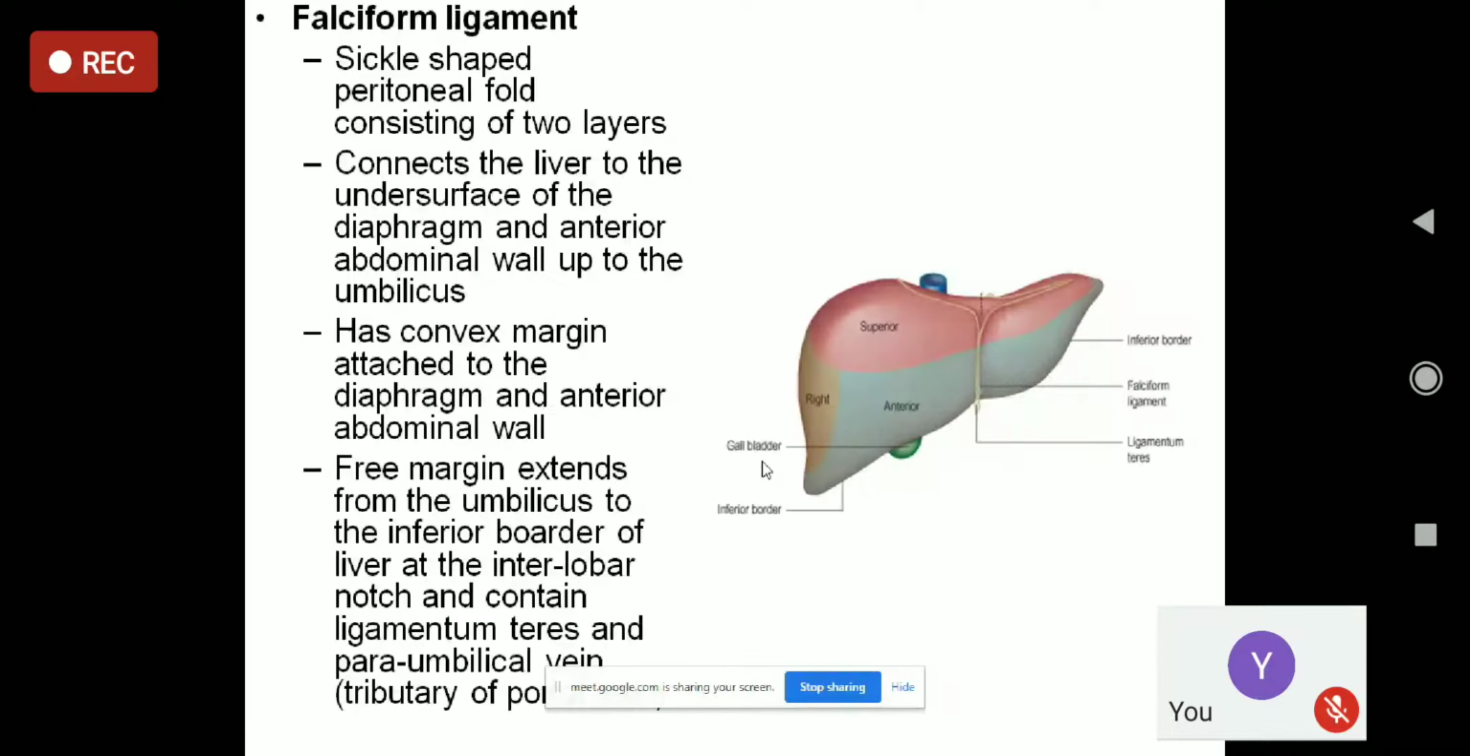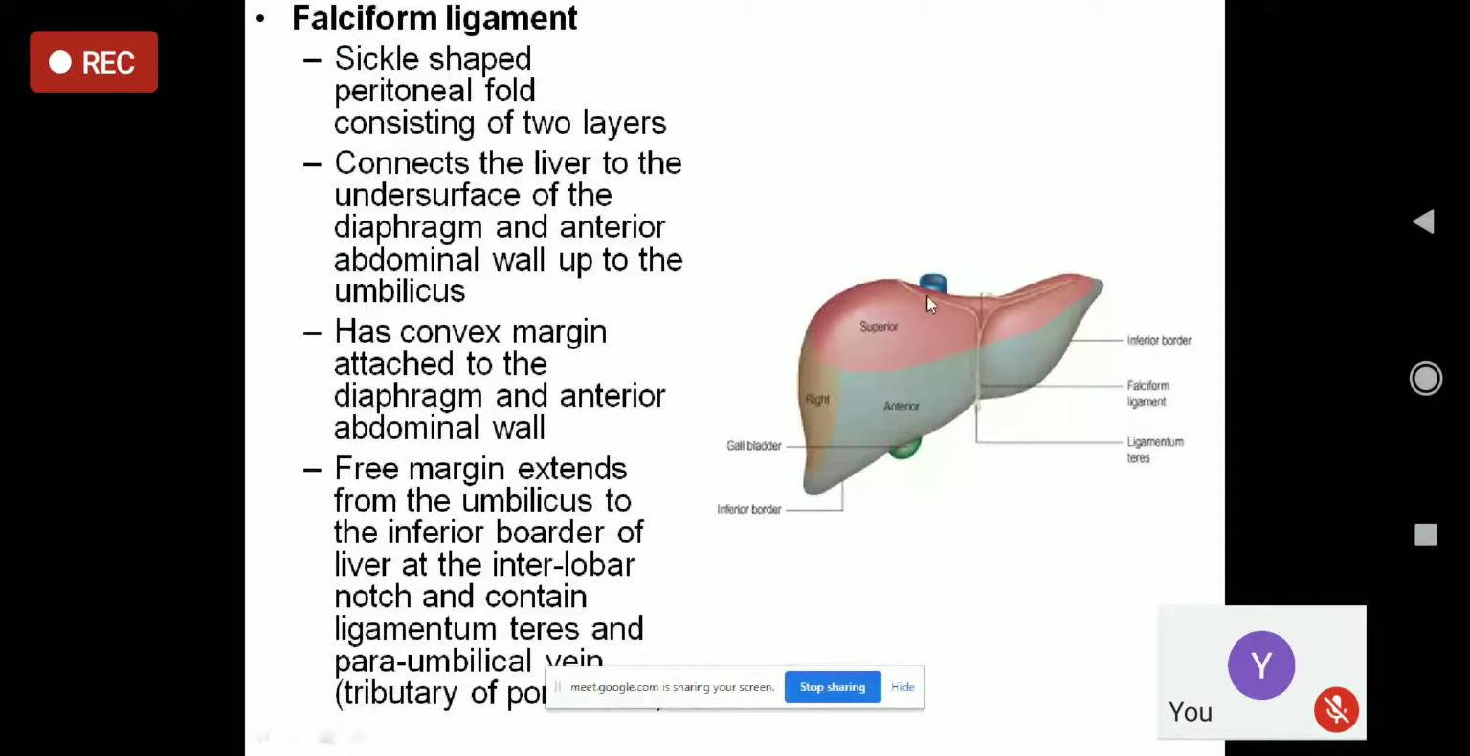Okay. Now first, we'll talk about the falciform ligament. Look here. It is a sickle-shaped peritoneal fold consisting of two layers. It connects the liver to the undersurface of the diaphragm and the anterior abdominal wall up to the umbilicus. When you cut the anterior abdominal wall, you can see this connection and you'll cut this falciform ligament while doing the dissection. While taking out the liver, you also have to cut this, then you can remove it from the anterior abdominal wall.